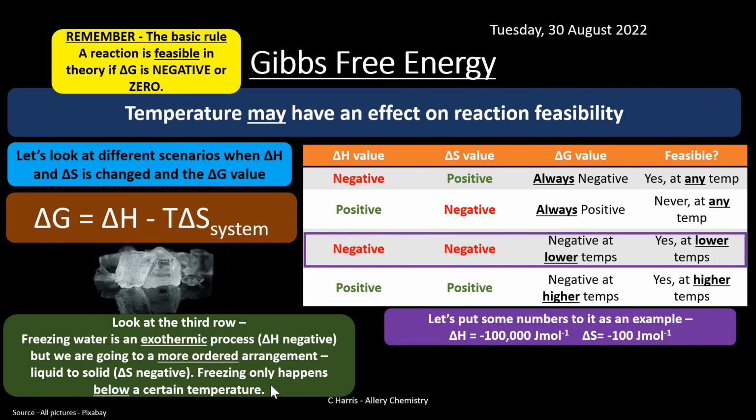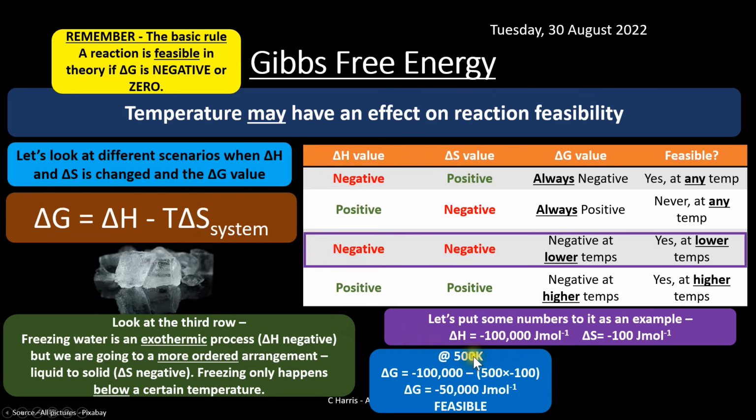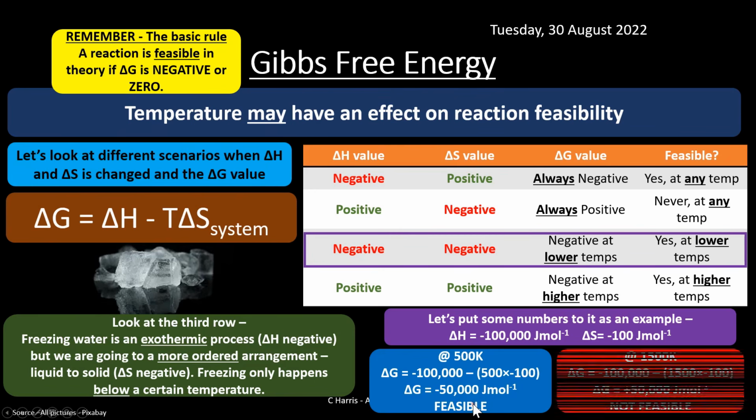Okay, so let's put some numbers to it as an example. Let's assume delta H is minus 100,000, and let's say delta S is minus 100 joules per mole. These are just some example figures. So at 500 Kelvin, delta G would be minus 100,000 minus 500 times minus 100. So delta G would be minus 50,000 joules per mole. So that is a feasible reaction. This reaction would actually go.